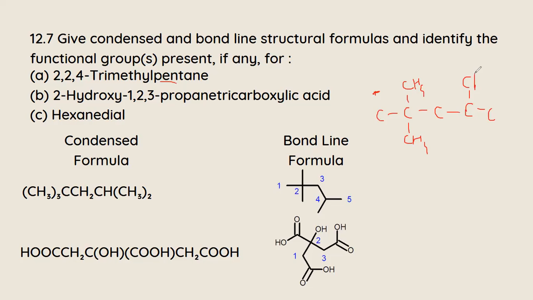Forgive me for such horrible handwriting. Anyways, then you can just fill in the hydrogens. For example, this carbon atom can have 3 hydrogens. This will have 2. This will have 1. This will have 3. So fill in the hydrogens and you get the expanded structure. Okay. And then you can write the condensed formula from this.